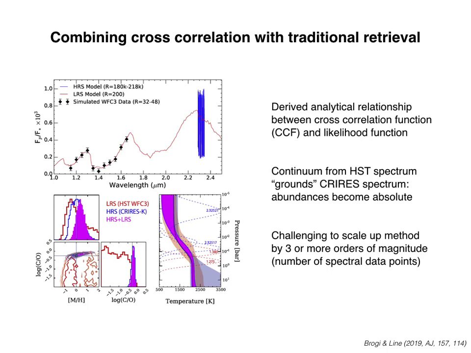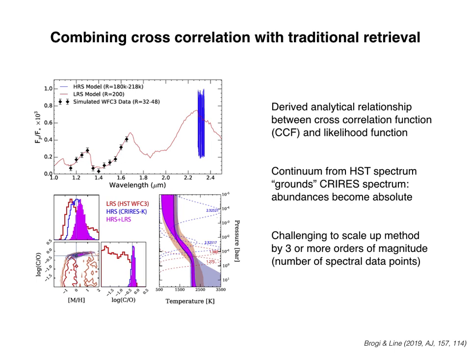And a really important paper that combines cross-correlation with traditional retrieval, and combines the two data sets, is this paper by Brogi and Line in 2019. So what these authors did was they jointly analyzed a WFC3 emission spectrum, shown by the black data points, and also a high-resolution spectrum measured from the ground in blue. As you can see, the data is very densely packed. And what they figured out was very clever.